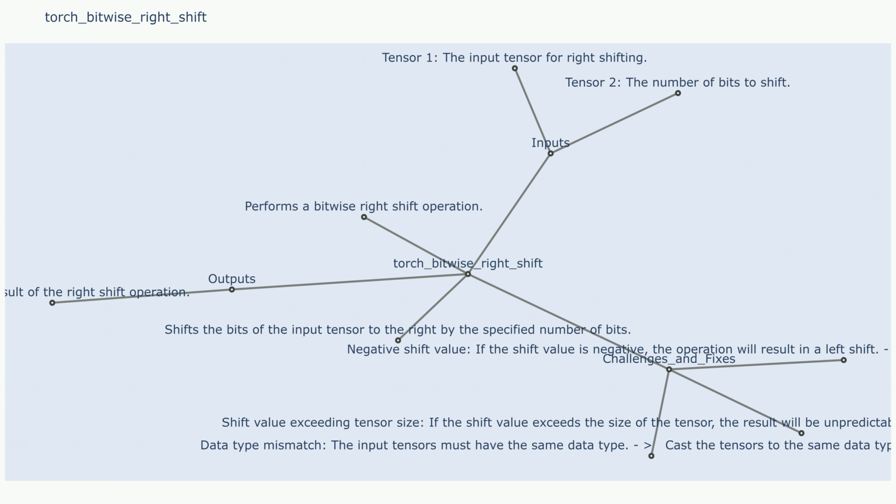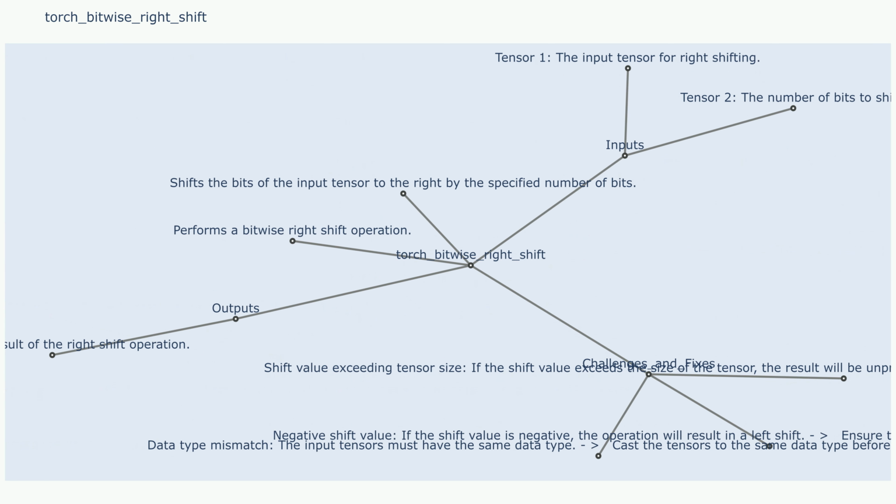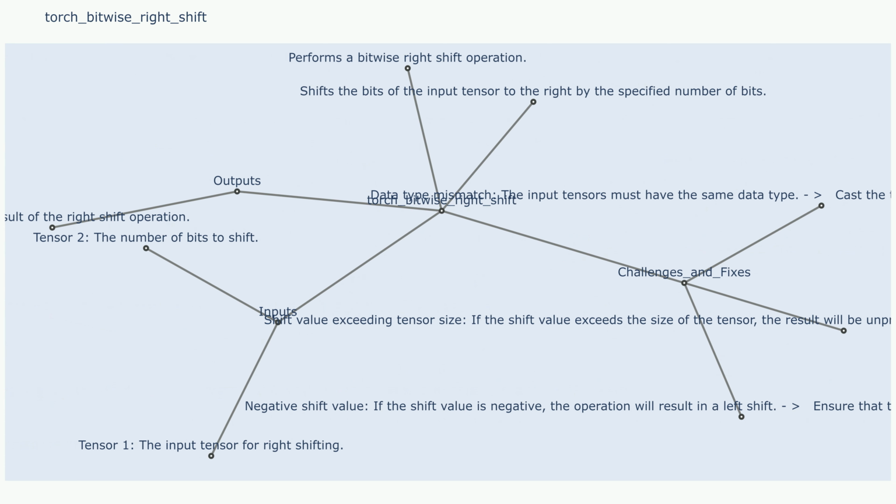Outputs. Output 1: a tensor containing the result of the bitwise right shift operation. Steps. Step 1: the function first converts both input tensors to integers. Step 2: it then performs the bitwise right shift operation on each element of the first input tensor, shifting the bits to the right by the number of positions specified in the corresponding element of the second input tensor. Step 3: the function returns a tensor containing the results of the bitwise right shift operation.